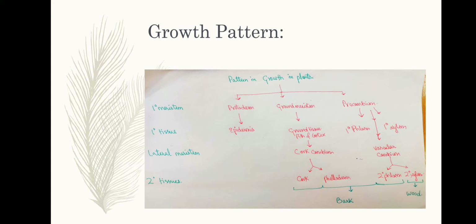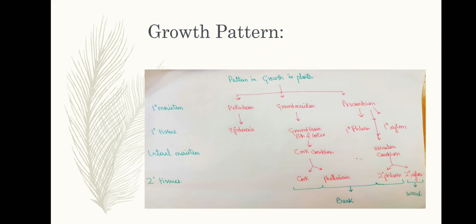Then in case of procambium, the lateral meristem is the vascular cambium, which is directly coming from the procambium. Then again there is the formation of the secondary tissues. Like in case of ground meristem, there is the formation of cork cambium as a lateral meristem. Then from the cork cambium there is a formation of cork and phelloderm.